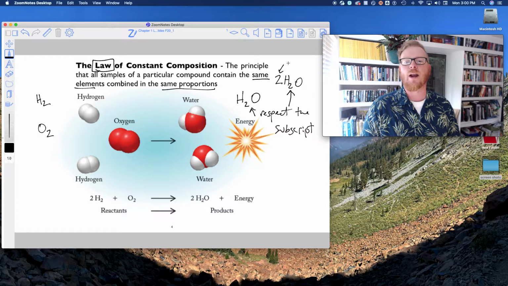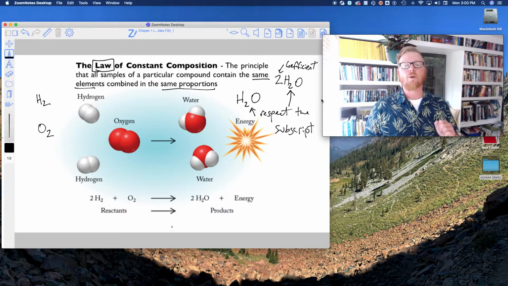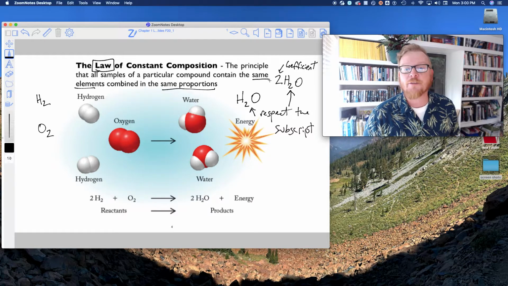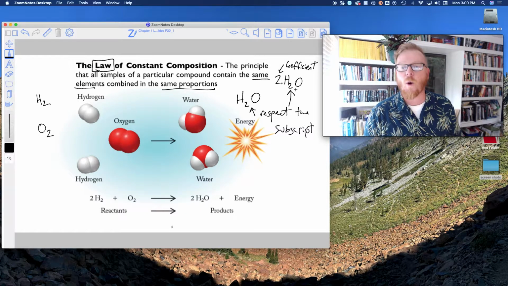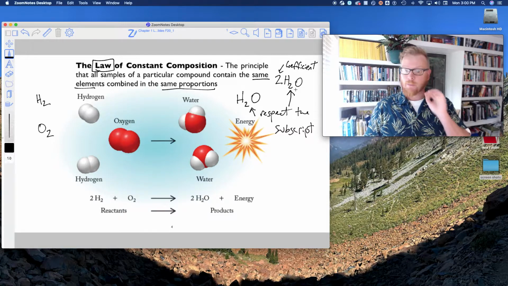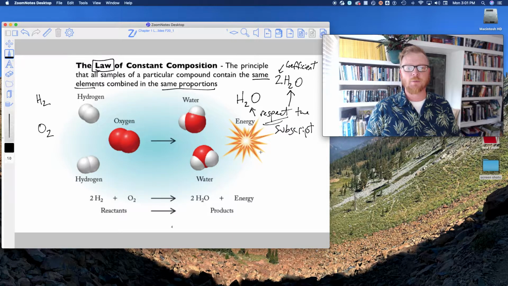But now we have what I'm going to refer to as the coefficient. That coefficient out in front means we're talking about 2 water molecules, which means we have 2 times 2, 4 hydrogens, and 2 times 1, 2 oxygens. But that doesn't mean that all 4 of those hydrogens are bonded to all 2 of those oxygens. We've got to respect the subscript. That subscript is super important. It means for every 1 oxygen, only 2 hydrogens can be bonded to it, as we can see in this picture.